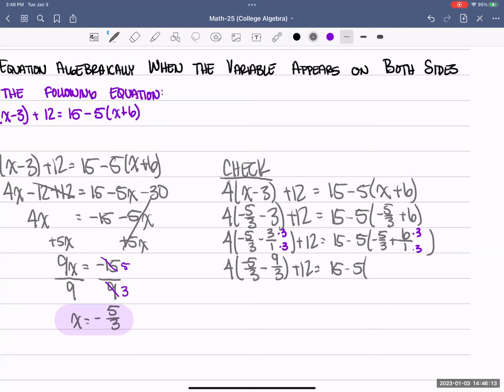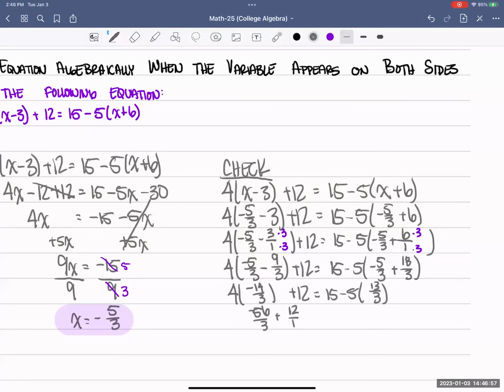15 minus 5 times negative 5 over 3, 18 over 3. And add inside the parentheses first. So negative 5 minus 9 gives us negative 14 over 3. And here it's going to be positive 13 over 3. 4 times negative 14, negative 56 over 3 plus 12.